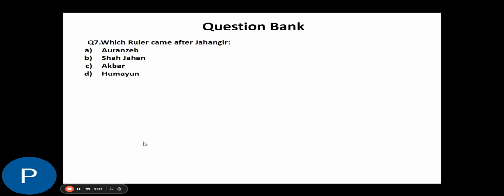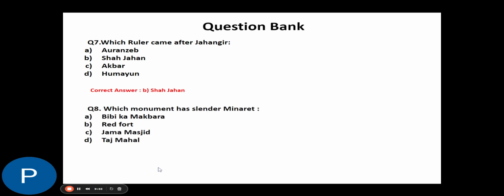Now coming to the next question. The next question is: which ruler came after Jahangir? We can just revise the serial order. The first ruler was Babar, which was followed by Humayun. The third one was Akbar. The fourth was Jahangir, and the fifth ruler was Shah Jahan, which was then followed by Aurangzeb, which was the last ruler. So the ruler which came after Jahangir was Shah Jahan.